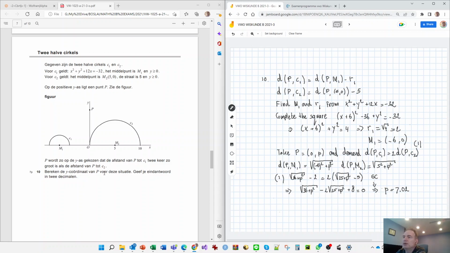In two decimals. Again, meaning that you don't need to do it exactly or analytically. Okay, so, what's the distance from P to C1? Well, that's the distance from P to the center minus the radius of the circle or the semicircle. So that's given here. And the same for the distance from P to C2.